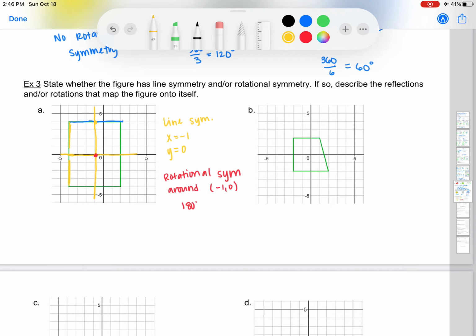So on example 3B, I noticed that the top of my figure and the bottom of my figure have 2 different lengths. Sorry, this is 3 units. And the bottom is 4 units. Because that's the case, this is going to have no line symmetry. And then because those are not the same and my 2 side lengths are not the same, I know that I'm also going to have no rotational symmetry. So I have no symmetry at all here.